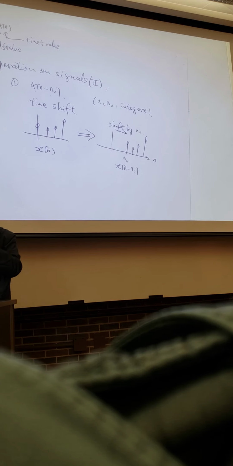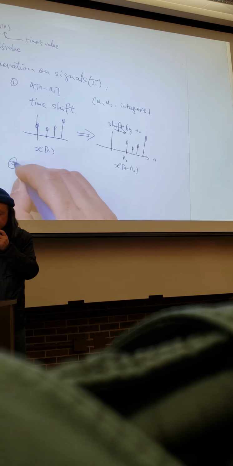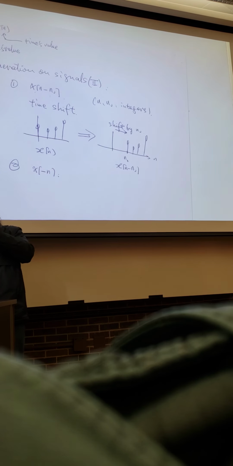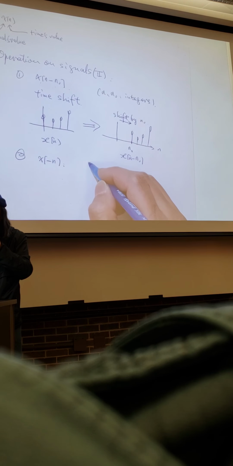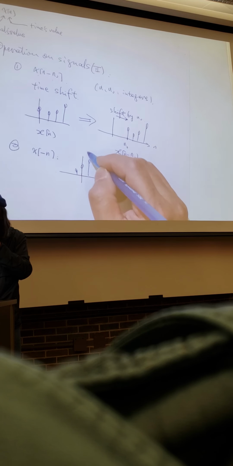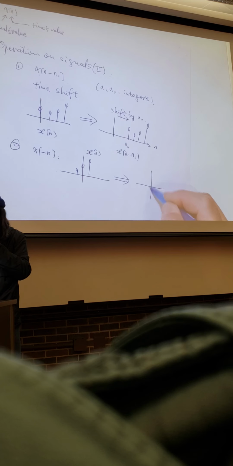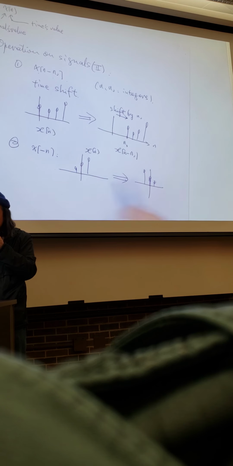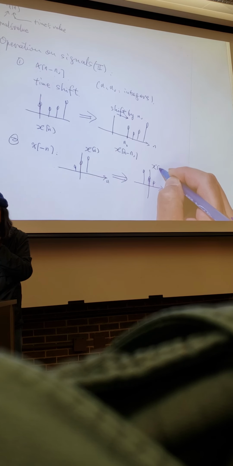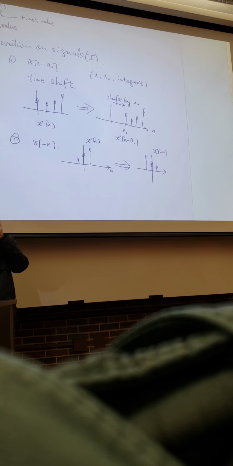And the second one is x of negative n. Negative n is like you flip the time. If this is x of n, then this will be like this. You reverse positive to negative and negative to positive. So this is x of negative n. And we can have more complex ones.